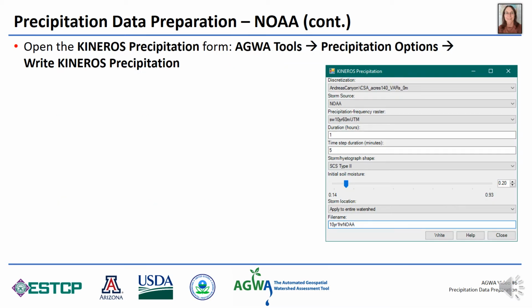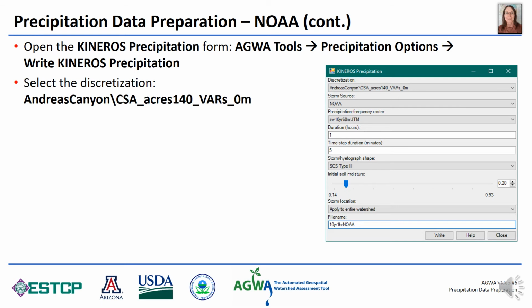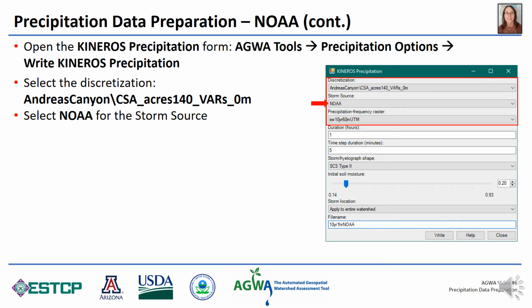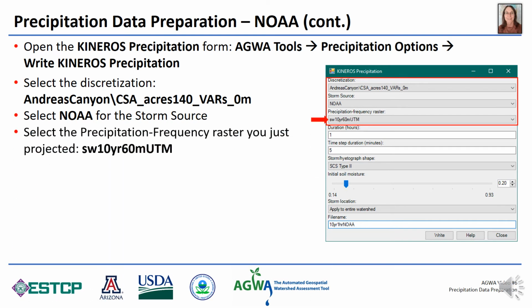Now that we've prepared the NOAA precipitation data layer, we can create the design storm for KINEROS2. Open the KINEROS precipitation form by going to AGUA Tools, Precipitation Options, Write KINEROS precipitation. In the form that opens, select the discretization you created previously. And for the storm source, use the drop-down menu to select NOAA. Select the precipitation frequency raster you just projected, SW 10-year 60M UTM.